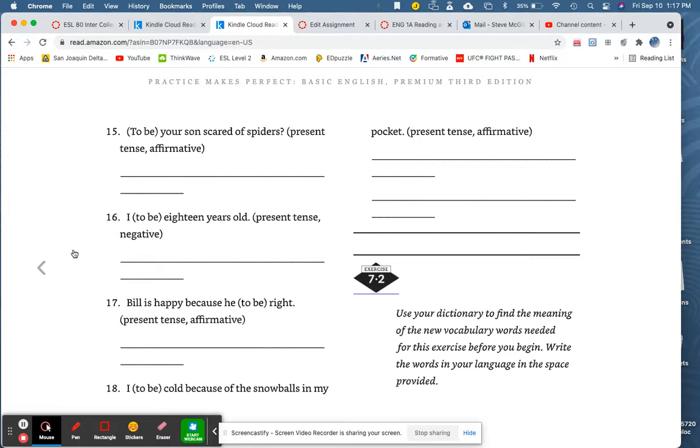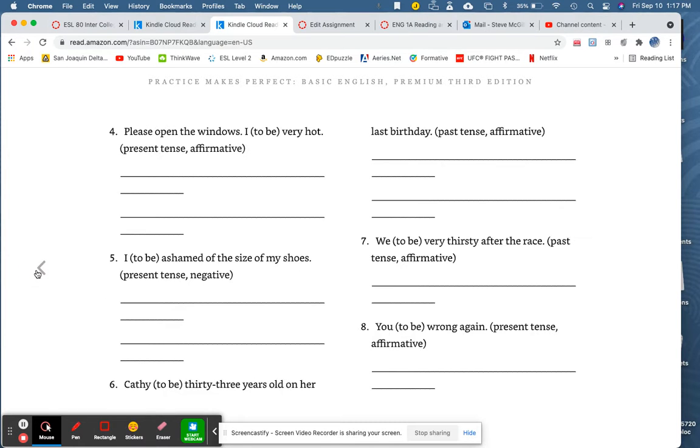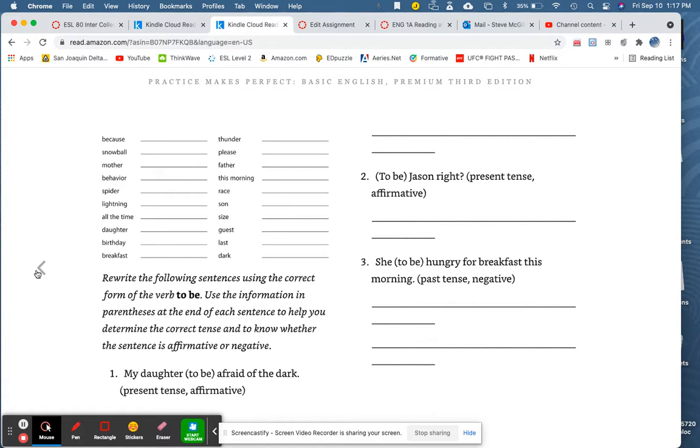Once again, this is a two-part assignment. The first part involves translating the English word to your language, and the second part involves rewriting the sentences using the correct form of the verb to be.